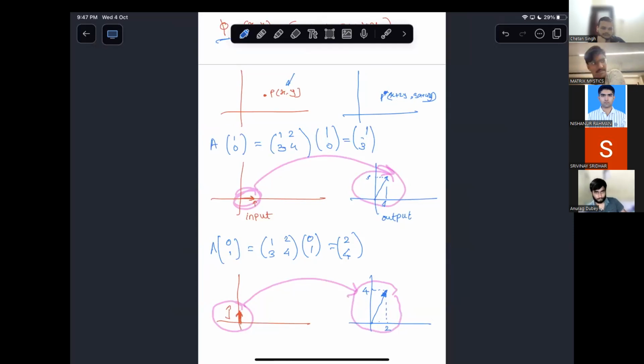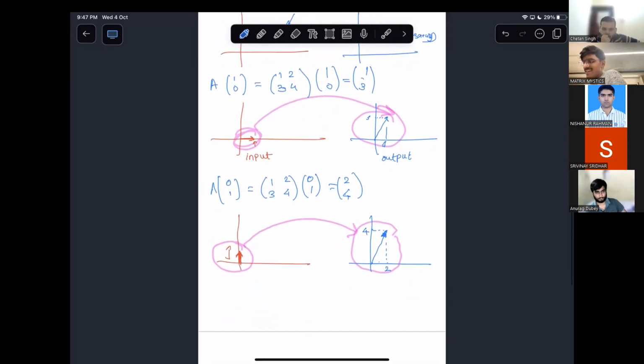Where does the matrix take (1, 0), which is the 1 unit in the X direction, and where does the matrix take (0, 1), which is 1 unit in the Y direction? Exactly. The best part about this is that the first column of the matrix is equal to where it takes X, right?